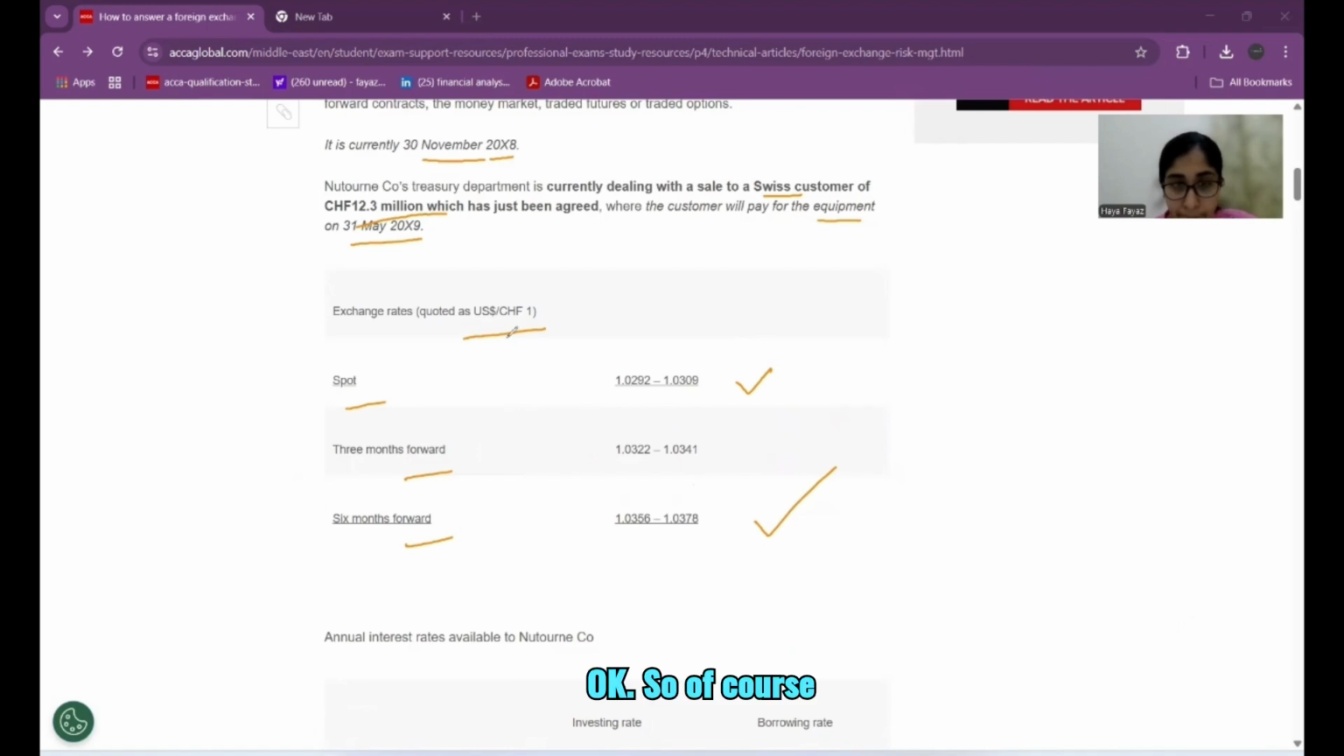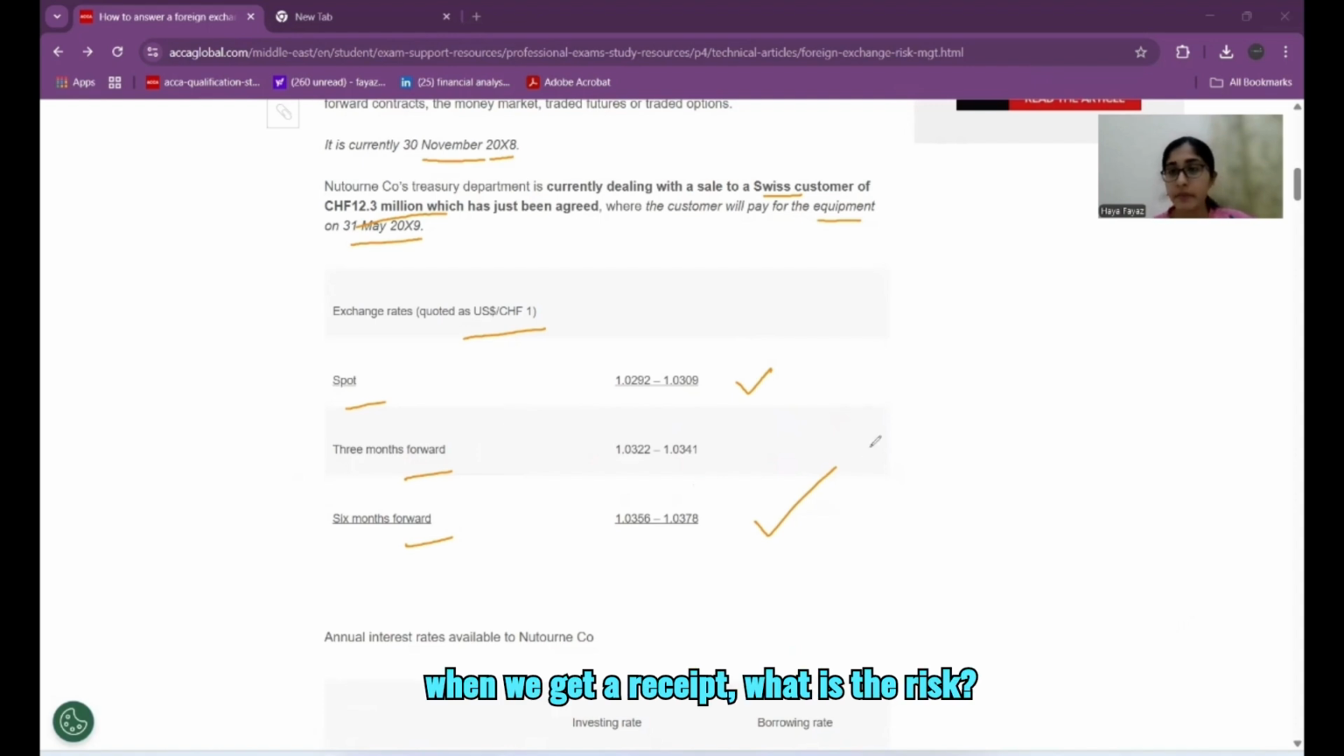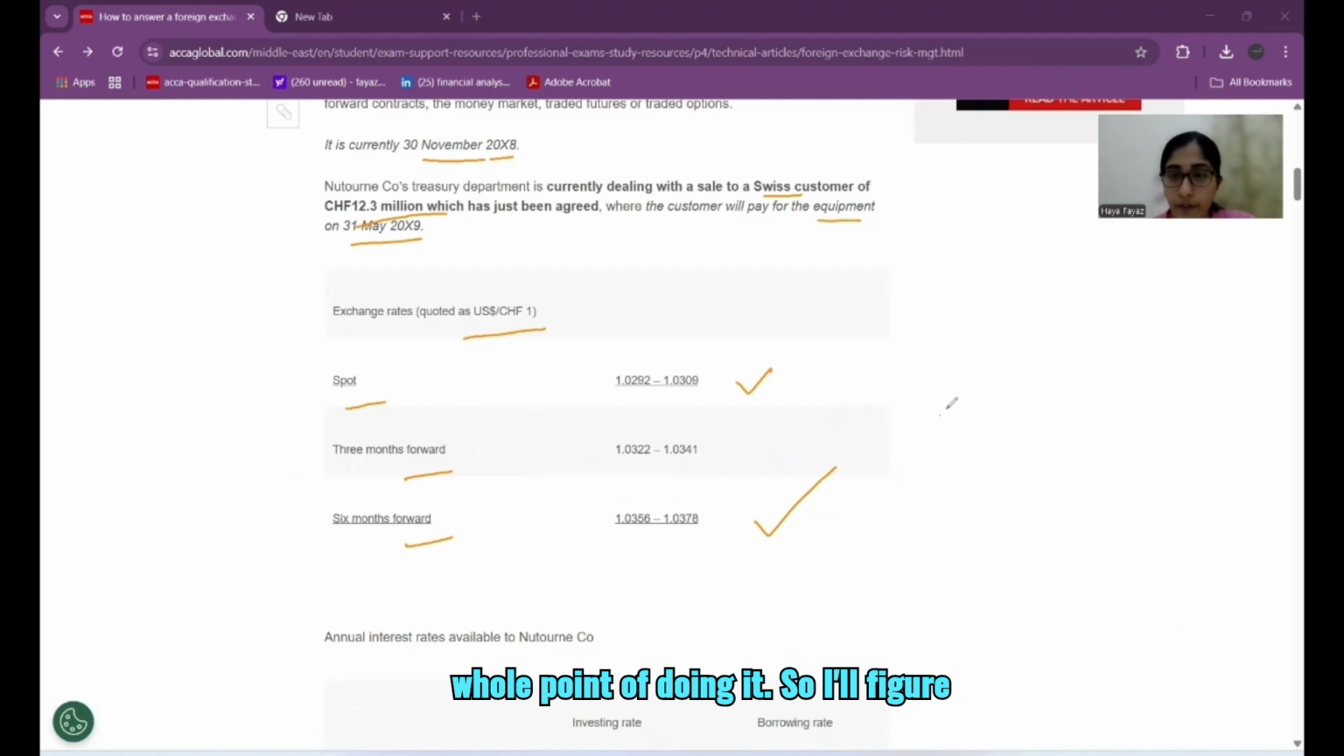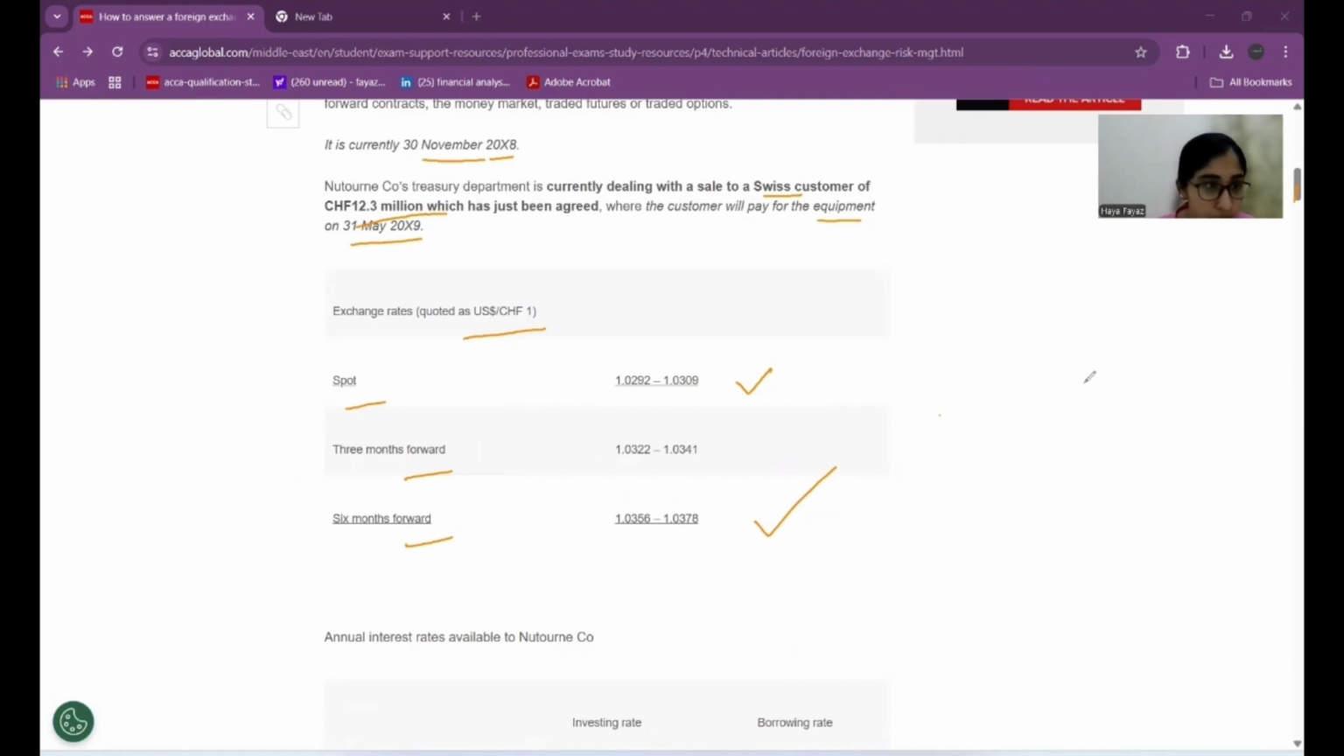Okay. So of course, when we get a receipt, what is the risk? We should know about it. When it's a receipt, the risk is that in our US dollars, or in our country's currency where we majorly operate, the receipt can reduce. The exchange rate can move adversely and it can reduce, which is why we take up a futures contract and fix our rate. That is the whole point of doing it. Let's just figure it out together further.